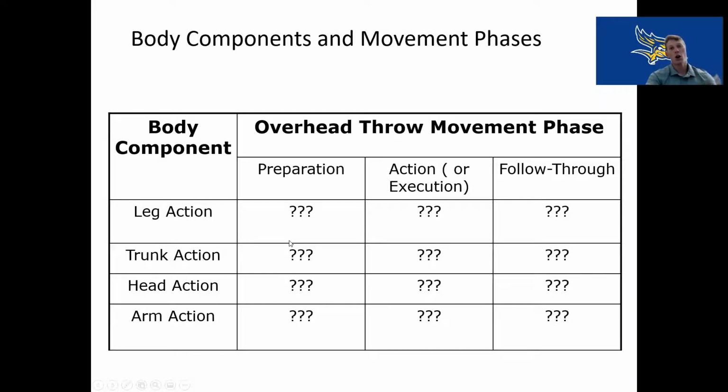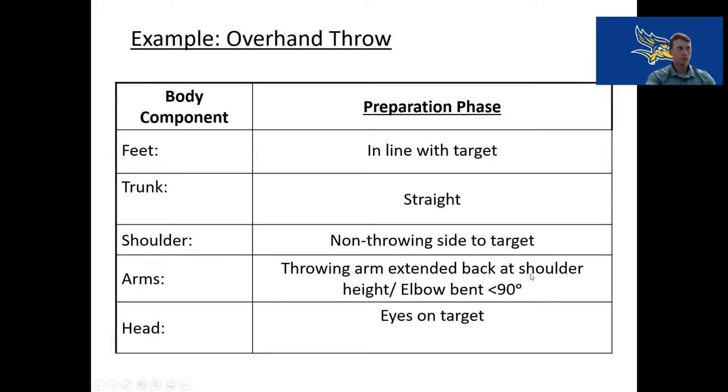What is optimal? What must occur for safe, effective, and efficient movement within each of these body positions, within each of these phases of movement? Okay, so here's an example. During the preparation phase, the feet need to be in line with the target. We saw in the video earlier, his front foot was in line with the target that he was throwing to. The trunk must be straight vertical.